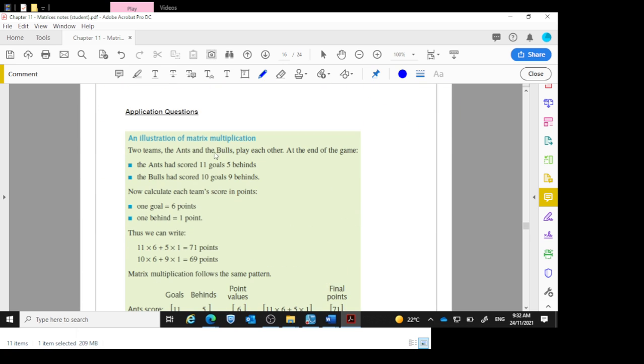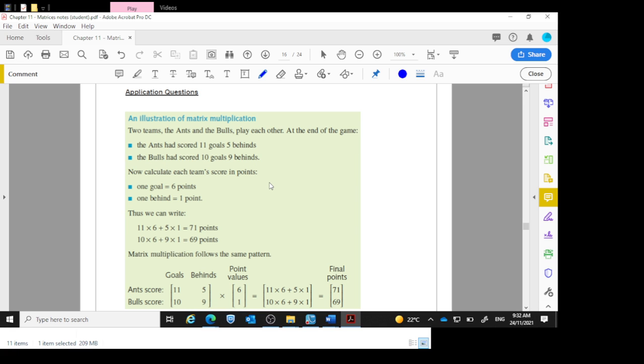Okay, we can have some application questions, which are some theory questions. It says 2 teams, the Ants and the Bulls, play each other. At the end of the game, the Ants had scored 11 goals, 5 behinds. The Bulls had scored 10 goals and 9 behinds. Now calculate each team's score in points. Remember, they tell us 1 goal is 6 points, and 1 behind is 1 point.